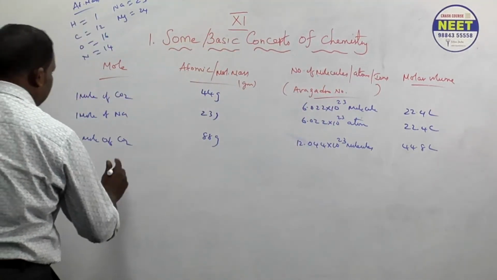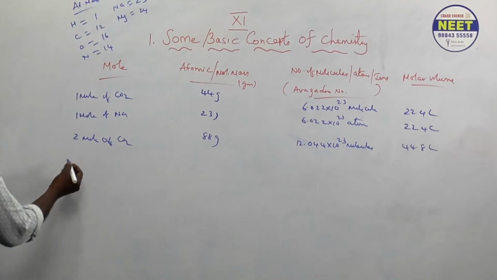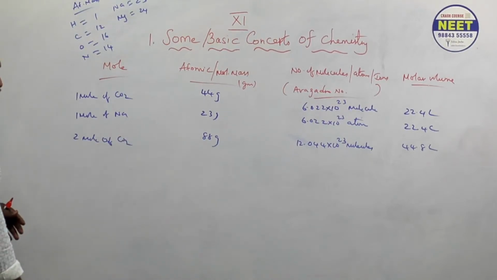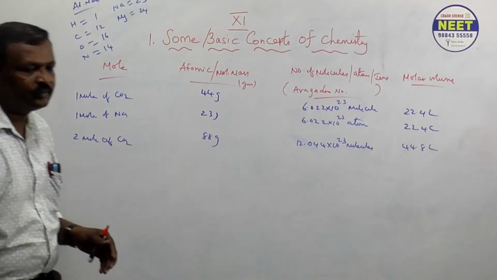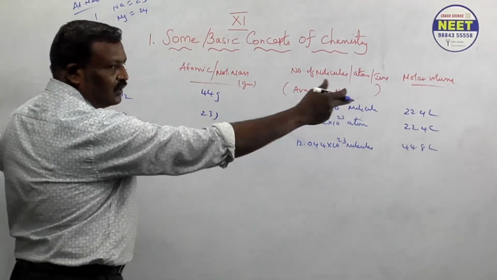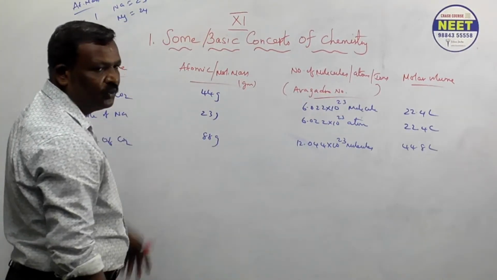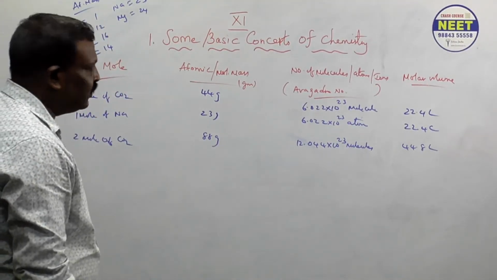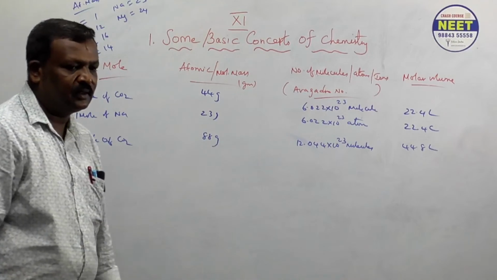Suppose the question may be like this. First copy them. I'll give one question. Whatever the question is asking, you write this 1 mole summary. If you know 1 mole, we can find the other mole. In all cases you must know 1 mole of that substance. Then only we can find the other one.